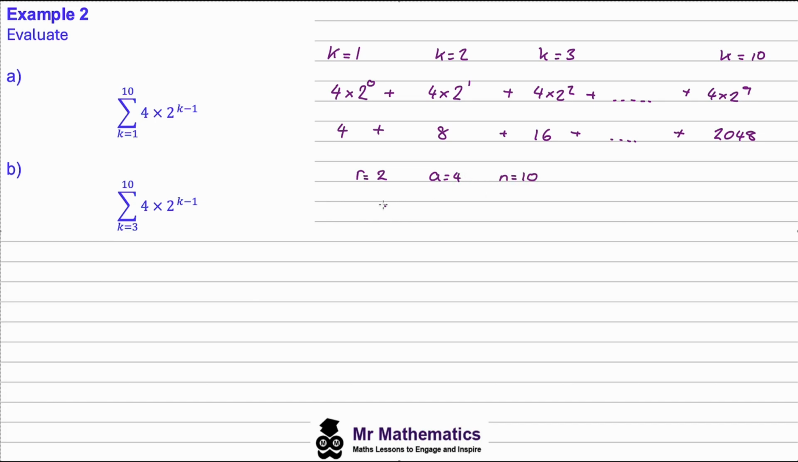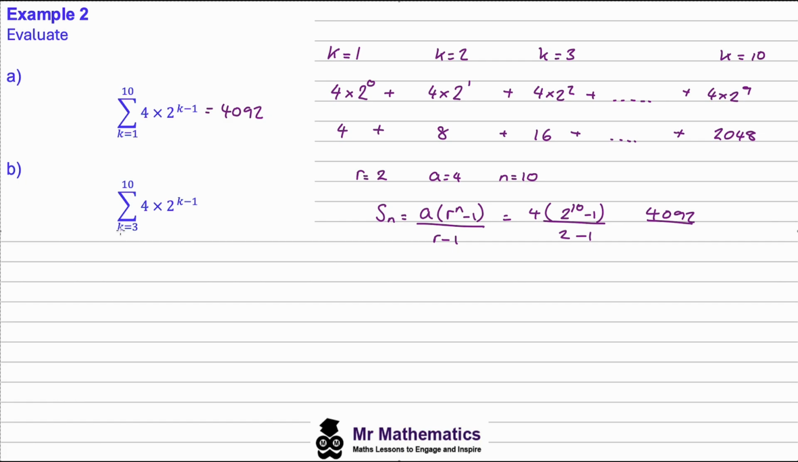So we can use the standard formula for the sum of a geometric series, which is a lots of r to the n minus 1 over r minus 1. So we'll substitute in our values. We've got 4 multiplied by r to the n, which is 2 to the power of 10 minus 1, over the 2 minus 1. So we can work out this numerator and we get 4092. Okay, so that's part A.